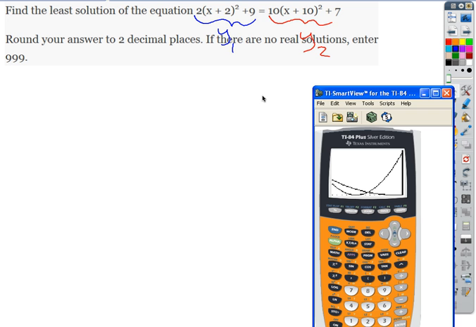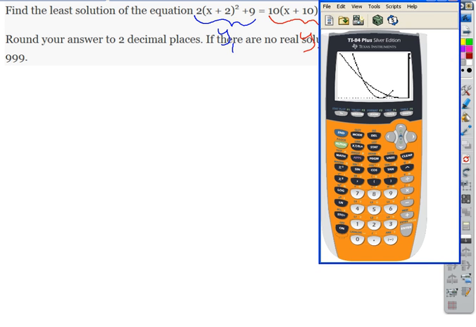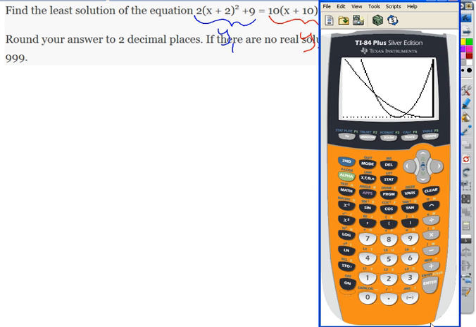Very good. So if we want the least one, that's going to be the first one, or I assume what you mean by that is the one furthest to the left. Right? The least means left. We're going to go that way. So we need to scoot our window a little bit more. We need to go back this way a little bit. So we could go, how about, let's go from negative 25, maybe. Okay, there we go. Okay, so now we can see it, right?